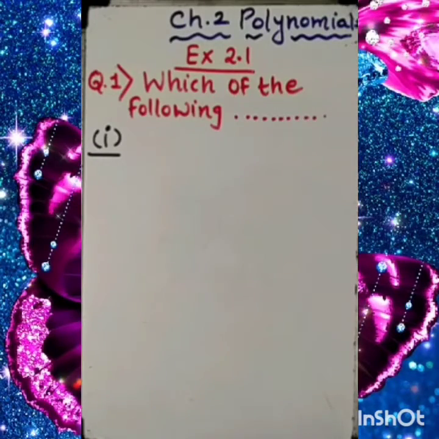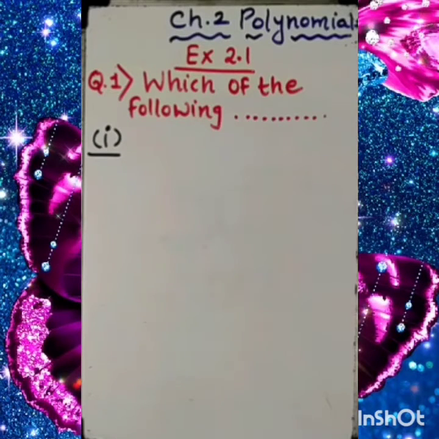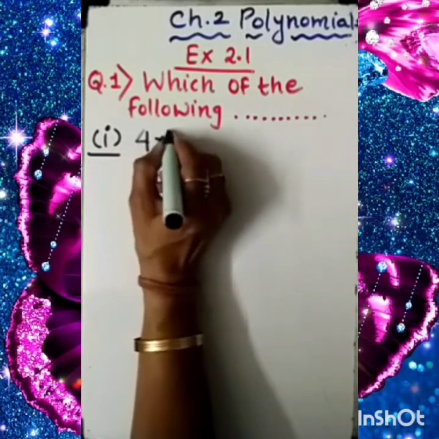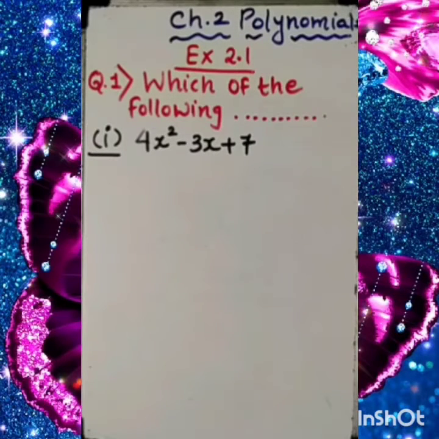Now here, exercise 2.1, polynomials, we are starting. Question number 1. Which of the following expressions are polynomials in one variable and which are not? State reason for your answer. Okay. Now first we are given 4x square minus 3x plus 7.